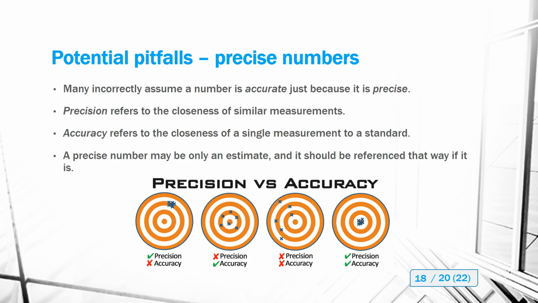Looking at the next target, we see neither precision nor accuracy. The shots in that third target are really separated both from each other and also from the center, which is the standard. So no precision, no accuracy. The last target, the one on the far right, we have both precision and accuracy. All of the shots are close together. That's precision. All the shots are close to the center, which is the standard. That's accuracy. So it's really important to understand the difference between precision and accuracy, because just because a number is accurate doesn't mean it's precise. And just because a number is precise doesn't mean it's accurate. Two very different concepts.